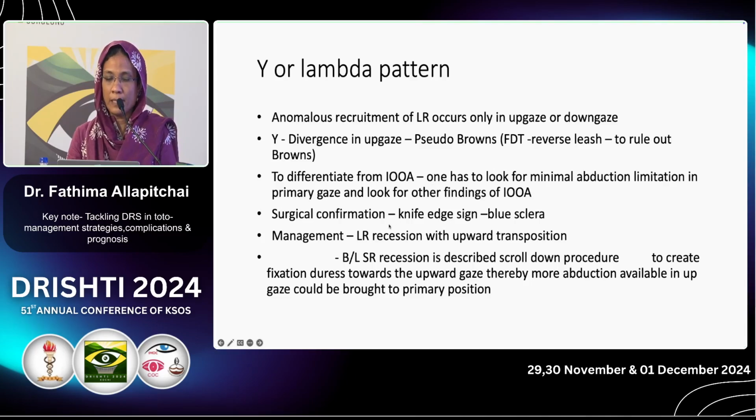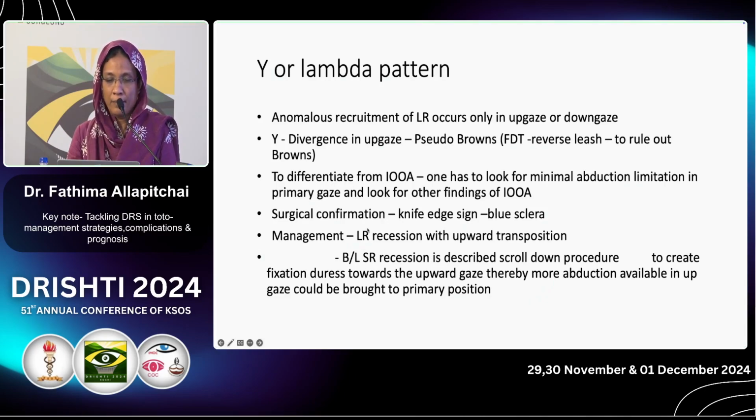Surgical confirmation is always important: whenever you operate on a Duane's eye, the important difference is that the lateral rectus will be very tight. When you cut the muscle, the eyeball will become soft, because all the while the eyeball was caught between the tight muscles. When it is released, the eyeball becomes a little soft. That is a normal sign. And as surgical confirmation, beneath the tight lateral rectus, the sclera will be blue. So these are all the confirmative signs of Duane's eye.